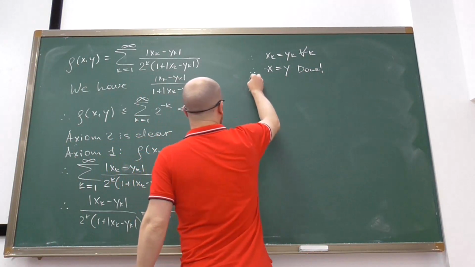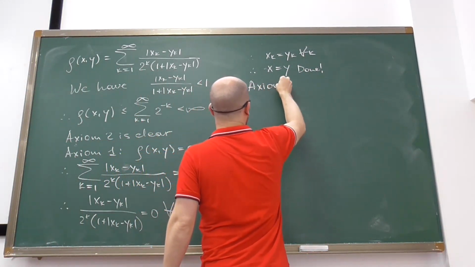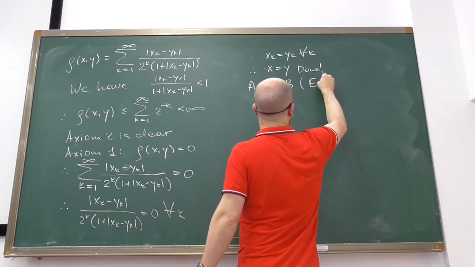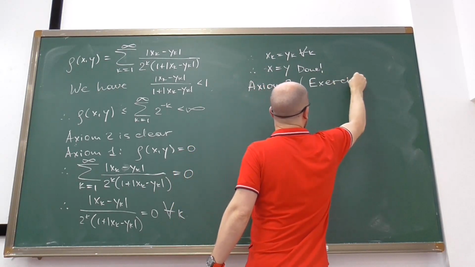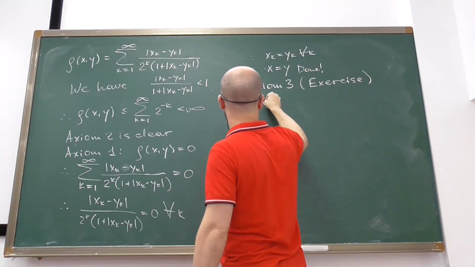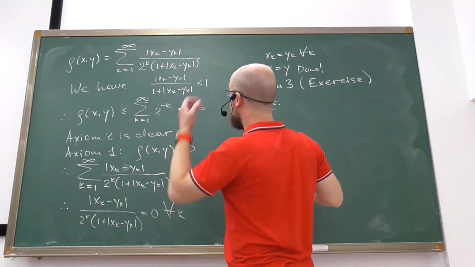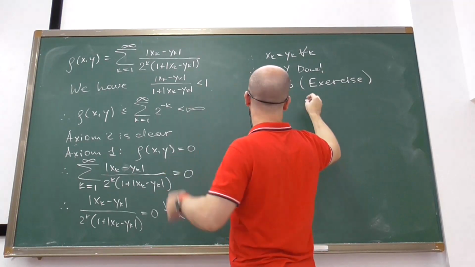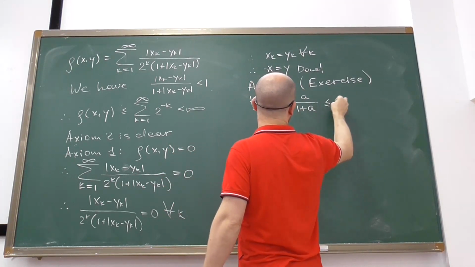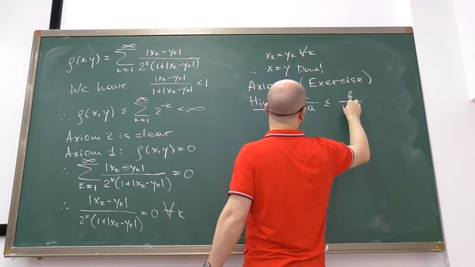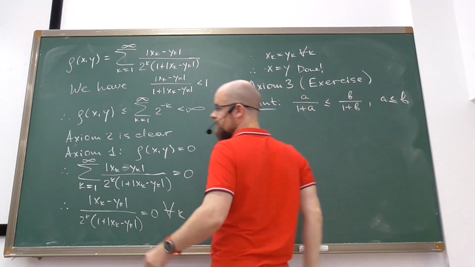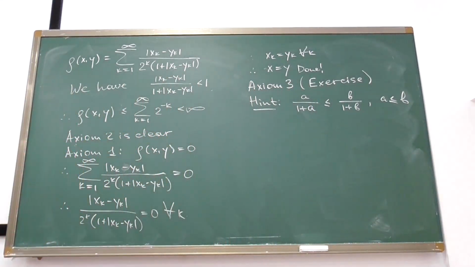The axiom 3 will be your exercise. As a hint, you can use that a over 1 plus a is less than or equal to b over 1 plus b if a is less than or equal to b.